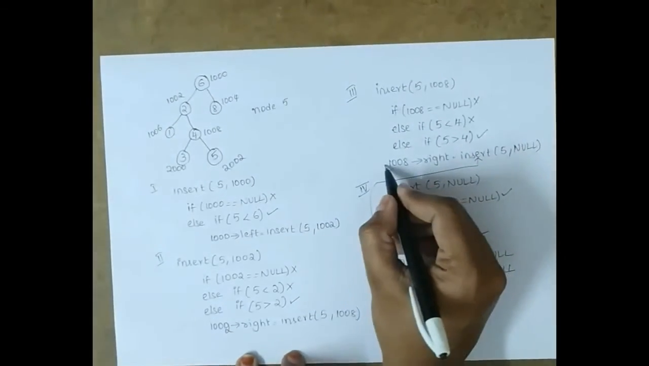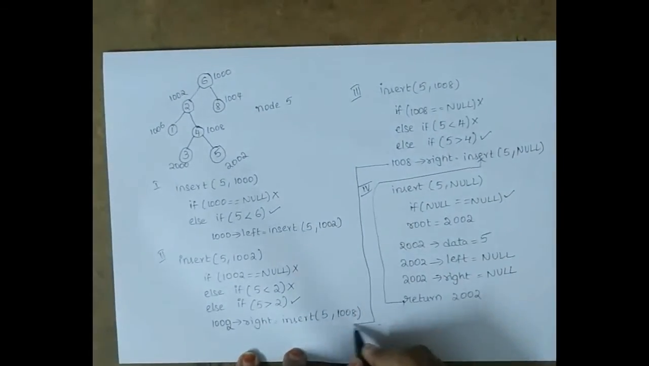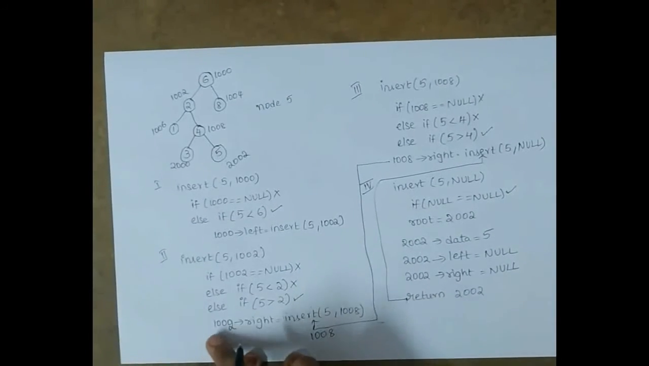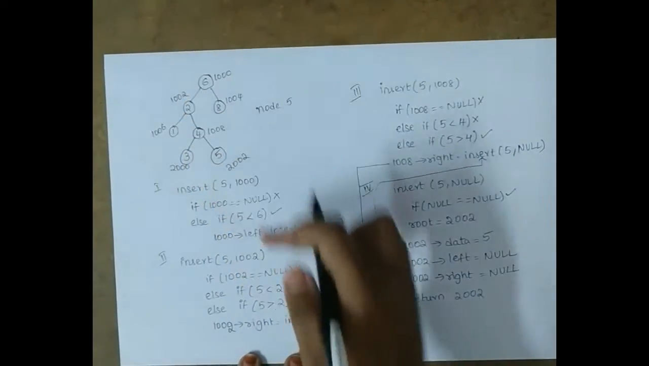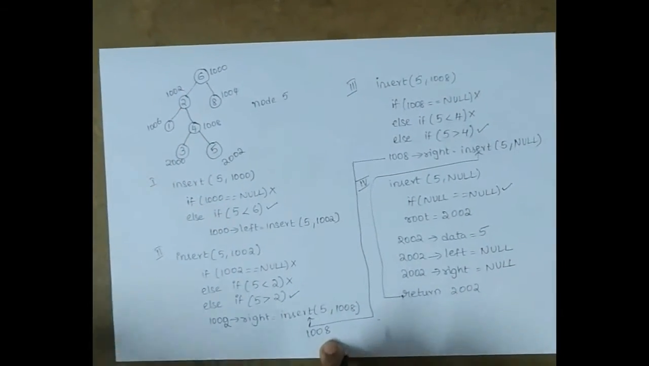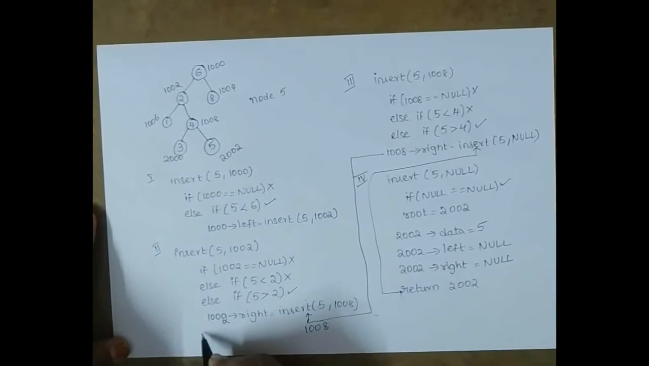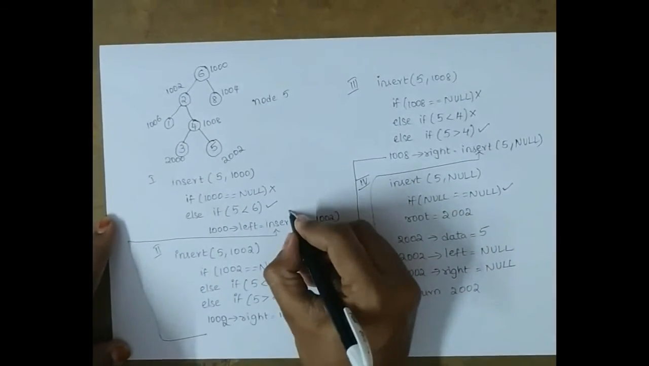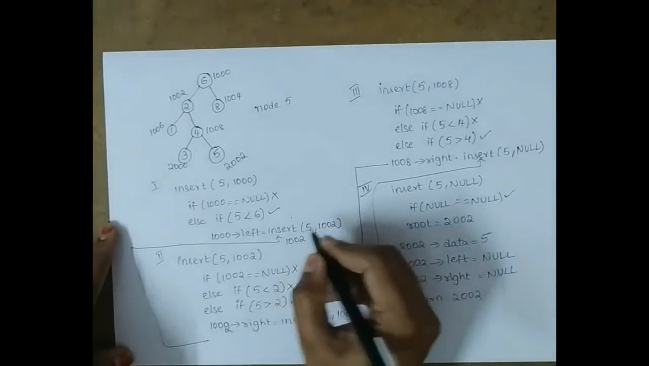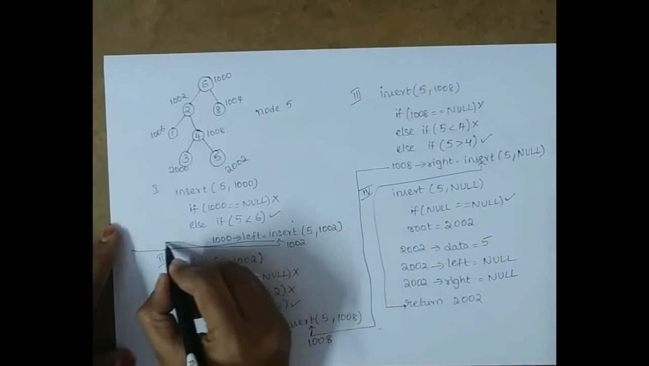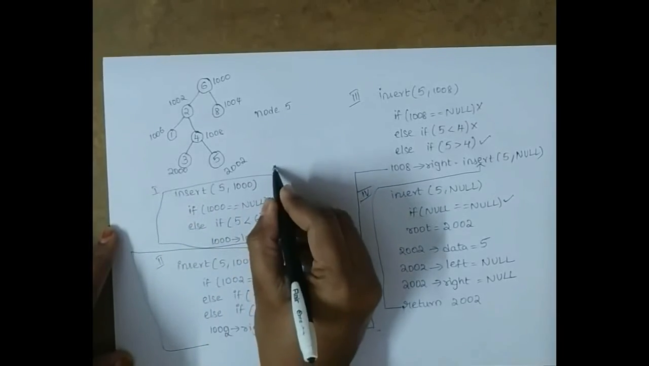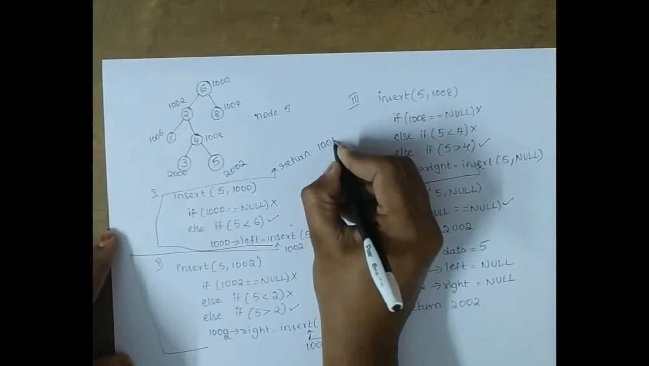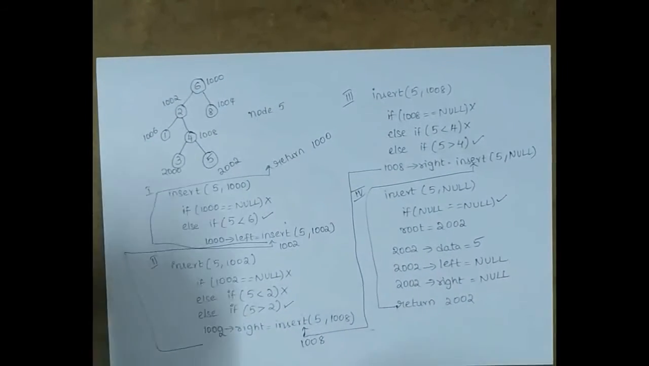After finishing this function we are returning a root value as 1008 to here, that is 1002 of right should be 1008. So after completing this function we should return a value 1002. Again from here we are returning a value 1000. That means we are returning back to the root value.